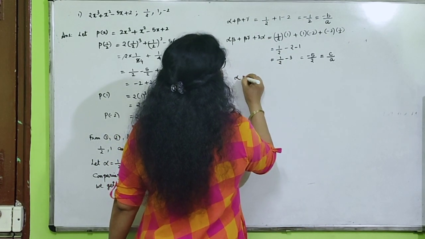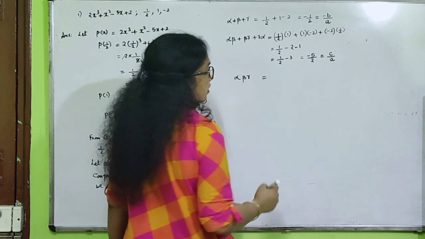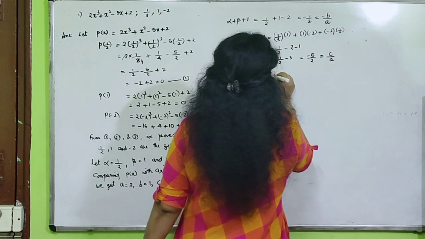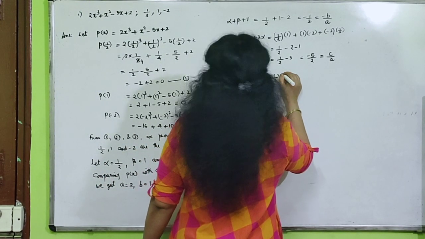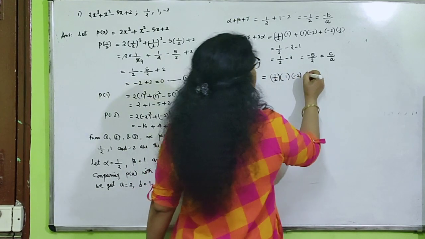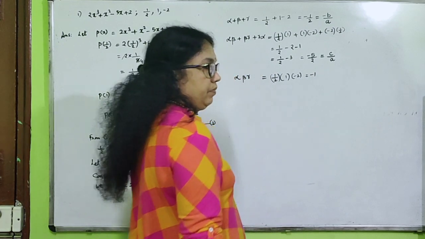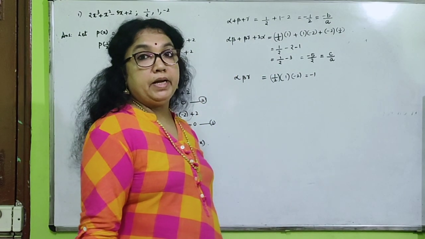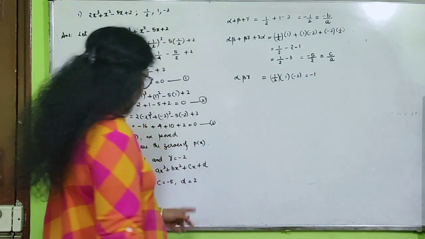Alpha, beta, product of the zeros. Alpha, beta, that is half multiplied by 1 multiplied by minus 2. The 2s cancel. Then we get minus 1. What do we want to get?